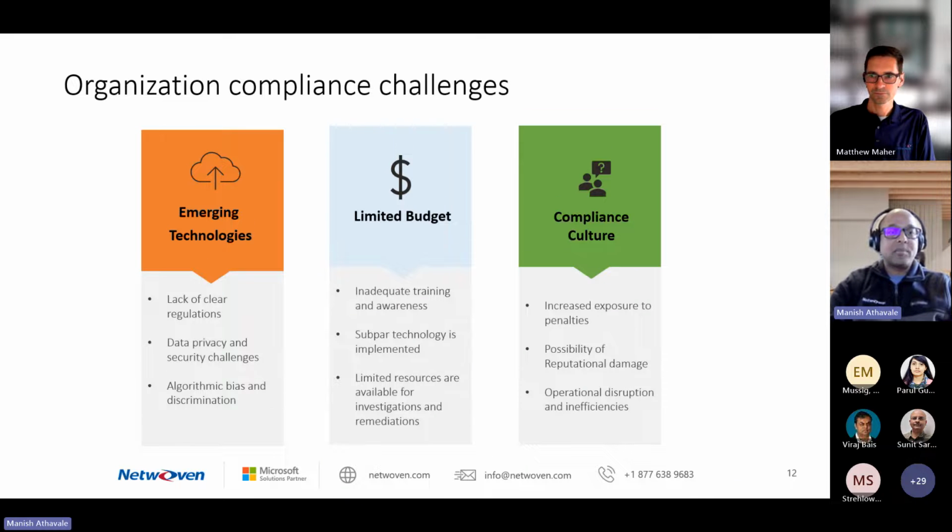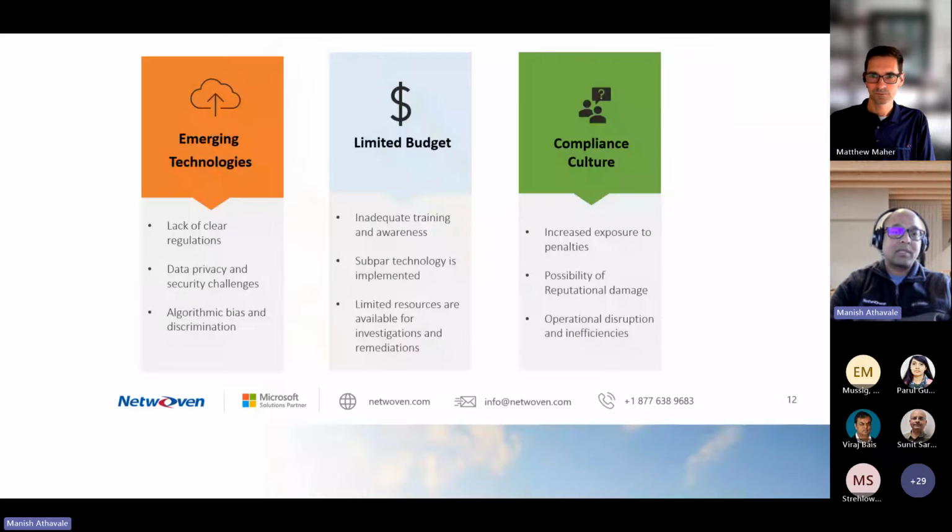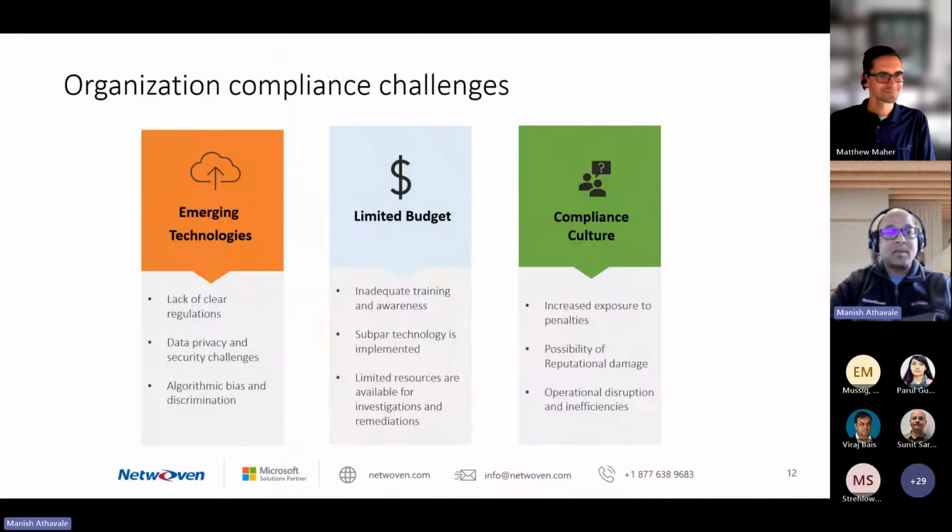And the last one is compliance culture, right? You have increased exposure to penalties if you're non-compliant. You could have reputational damage, as we talked about before, and loss of trust by your customers. You could also face operational disruptions and inefficiencies. Lack of compliance can lead to internal investigations and audits. We touched upon many of these things, so definitely staying compliant helps.